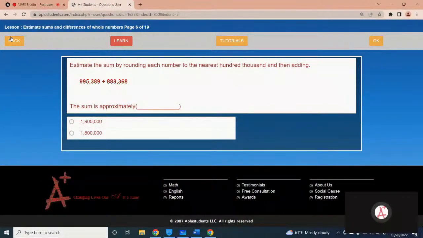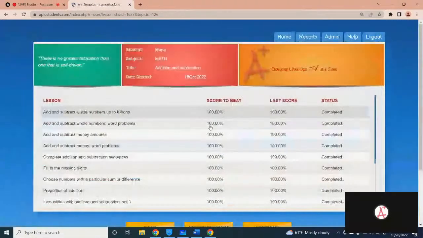And the next one is, I think, the final test of the chapter. Yes, let's just start with the final test of the chapter.